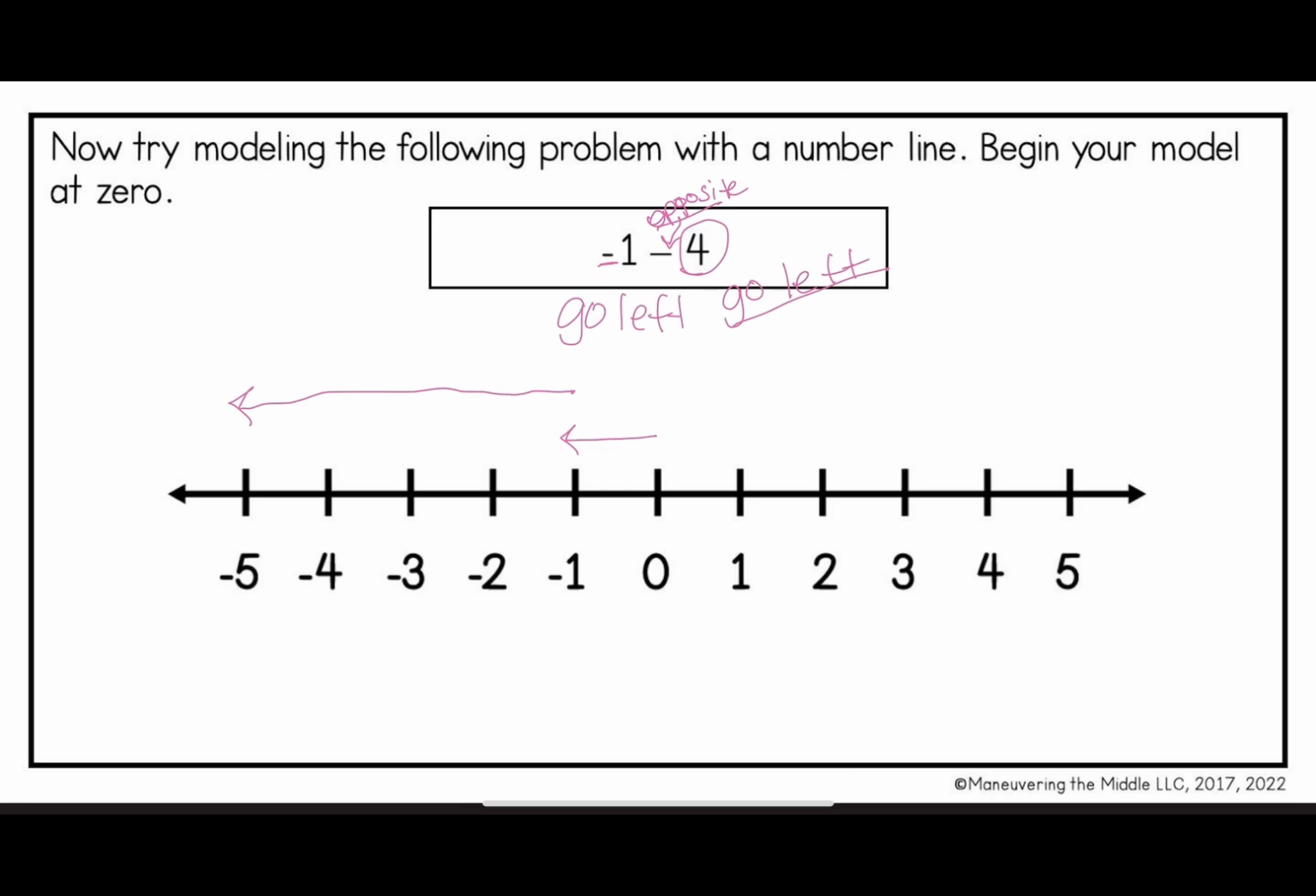Now, if this isn't quite making sense, let's just double check it on our counters. If I had one red counter and I wanted to take away 4 positive counters, I can add my 4 counters with their 0 pairs. Now I have 1 negative and 4 0 pairs, and I can take away those 4 positives. 1, 2, 3, 4. So now I'm left with 5 negatives.